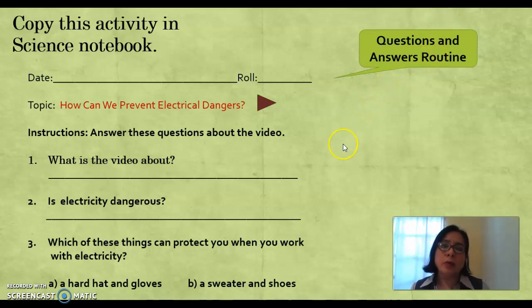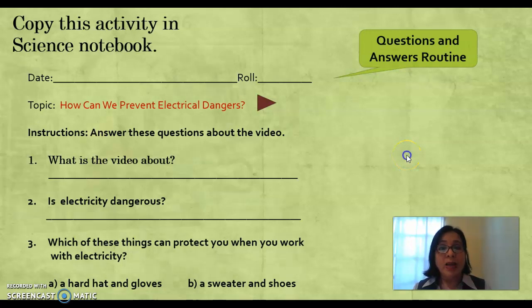Why? Because I'm going to ask you some questions, okay? Please copy this activity in your science notebook. Instructions: answer the questions about the video. What is the video about? Is electricity dangerous? Which of these things can protect you when you work with electricity? You have two options: a hard hat and gloves, or a sweater and shoes. Okay, you will do it and copy it in your notebook.